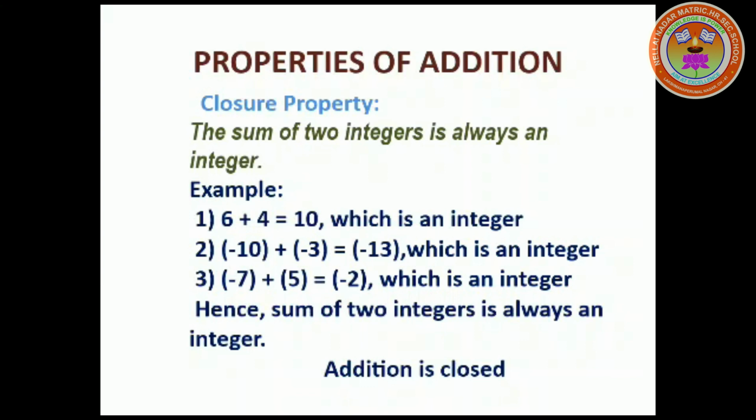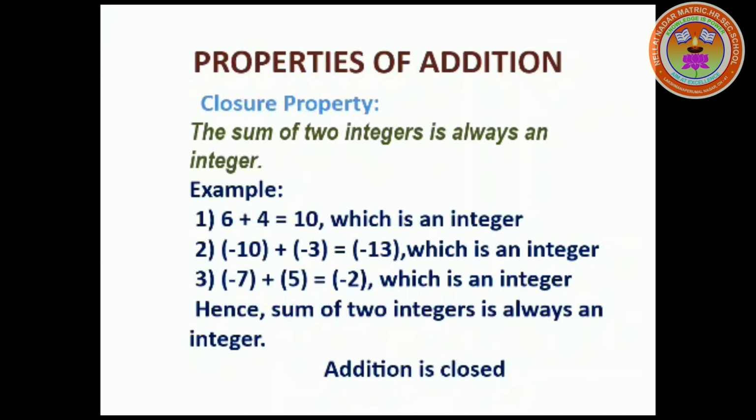The sum of two integers is always an integer. Let us consider the examples given below. First one, 6 plus 4. So 6 and 4 both are positive integers. When I have two positive integers, we already did addition of integers. Here I have to add the numbers and simply put the plus symbol. So 6 plus 4 is 10, which is also an integer.